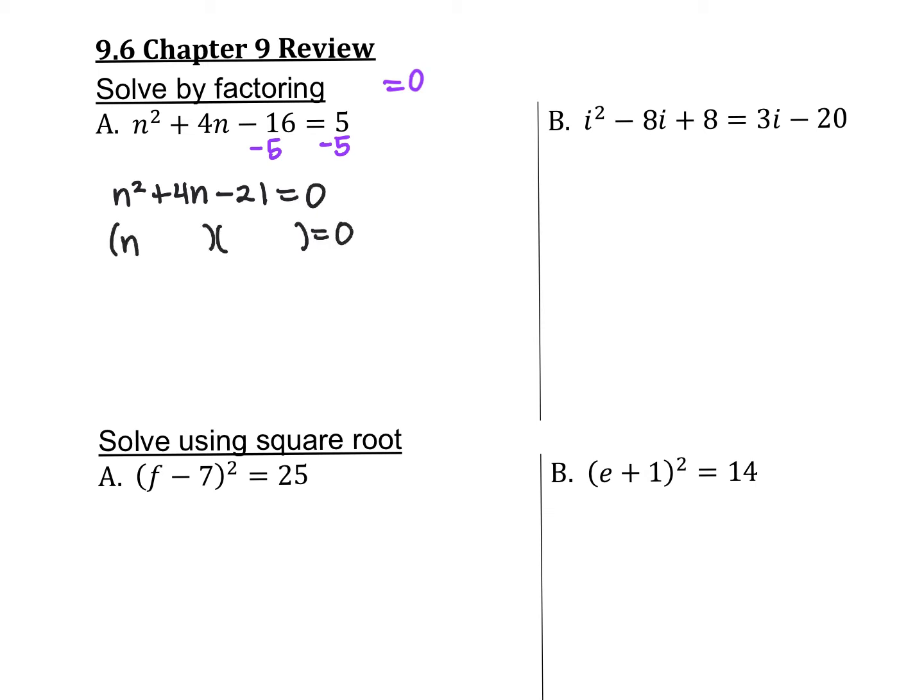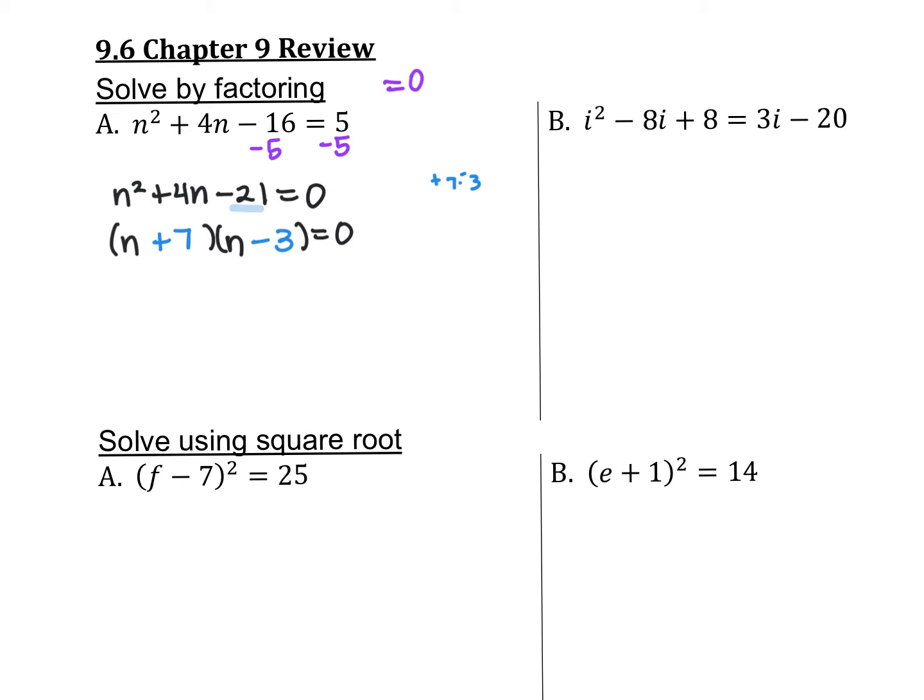Because it's n squared, it will be n times n. And then in your head or on the side, think about what do I times to get negative 21? And it will be a positive and a negative. What do we think? 21, 7 times 3? Positive, negative, because this is a positive 4 for the middle term, the bigger number would take the positive. So if I do 7 minus 3, do I get 4? I do get 4. So the factors must be n plus 7, n minus 3 equals 0.